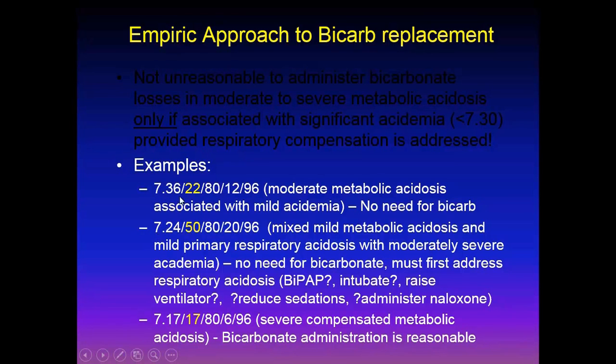Second example, here the pH is low, I might consider giving bicarb, but the metabolic acidosis itself is very mild at 20 bicarb. What's the problem? The PCO2 is high. So in this case, it's a mixed respiratory acidosis and mild metabolic alkalosis, so I would also recommend no need for bicarbonate, rather to address the respiratory.